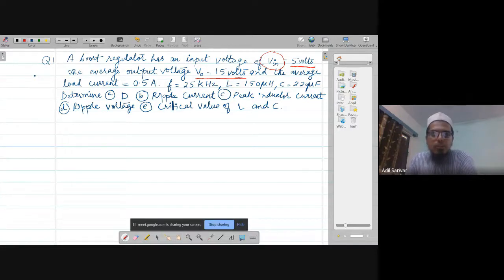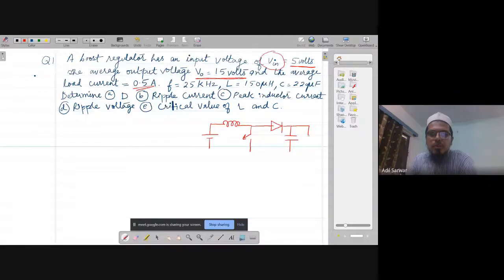Then the average load current is also mentioned here. It is 0.5 amperes. And the frequency of operation is 25 kilohertz. So let me just draw a boost converter here. We have an inductor and the switch is present here, and then it is connected to a diode. And finally, there is a capacitor to filter out the voltage ripple, and there is a purely resistive load connected at the output.